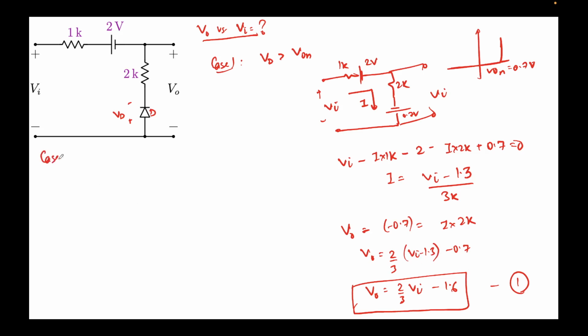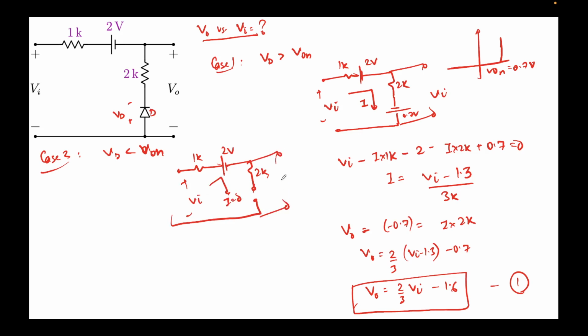Now we'll do case 2. Case 2 is when VD is less than V on, and again I draw the circuit diagram. In this case the diode will not be conducting, so it will behave like an open circuit, and thus no current will flow in this circuit. I'll assume I equal to 0. This is V out, sorry for that. If I write KVL along this line, I can simply write VI minus 2 equal to V out. This gives V out equal to VI minus 2. This will be my second case, or the second expression.